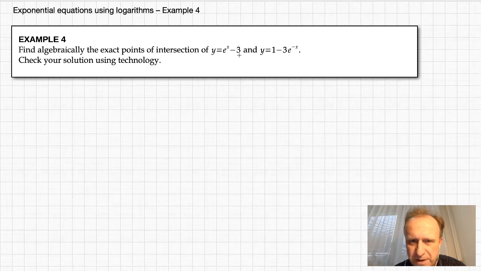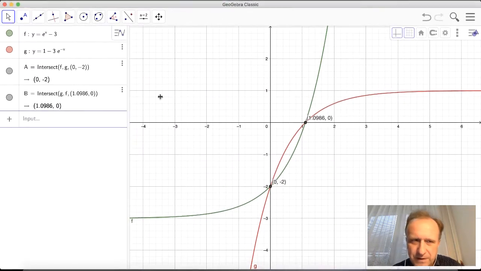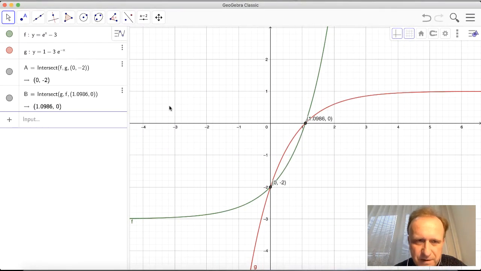So this is one function and this is the other. Well, I'm going to do it the other way around. I'm going to do it first by using the technology. So here is the GeoGebra Classic, in which I input two functions.